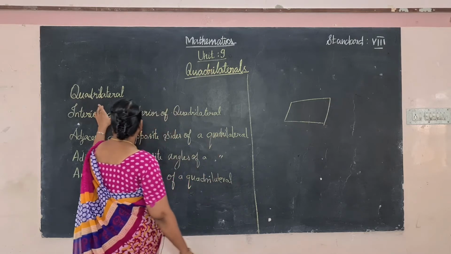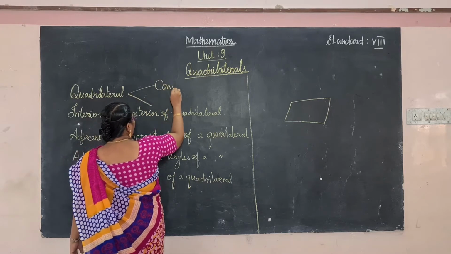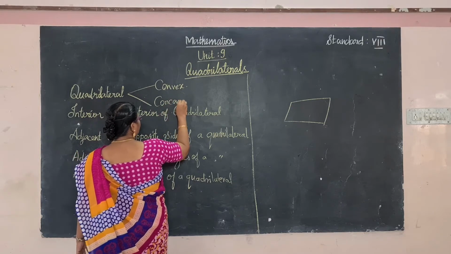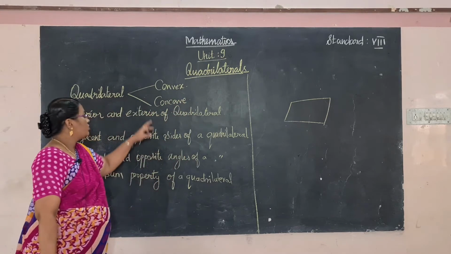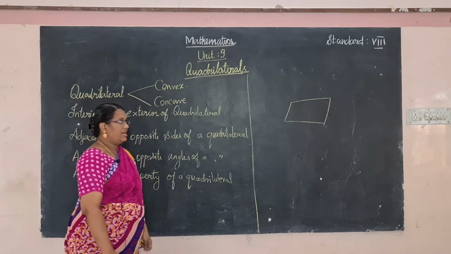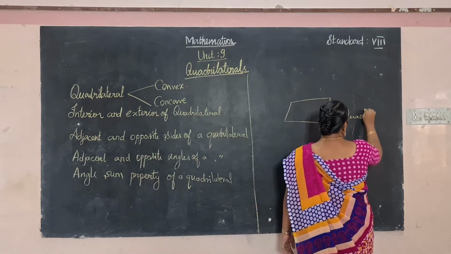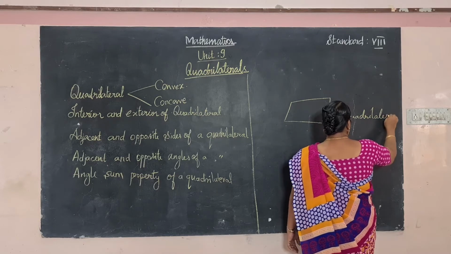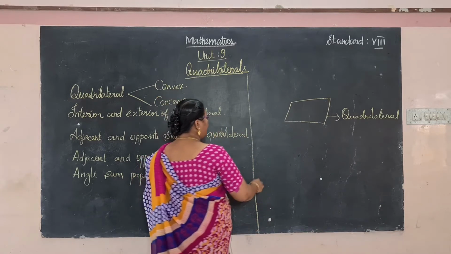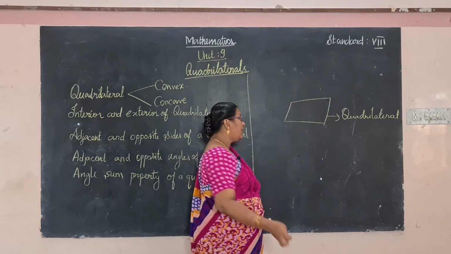Okay, and then it has two types. Quadrilateral has two types. One is convex, another one is concave. First one is convex quadrilateral, another one is concave quadrilateral. Okay, this is a quadrilateral. Okay, first one, convex.